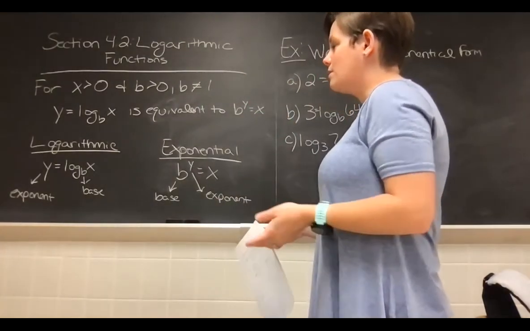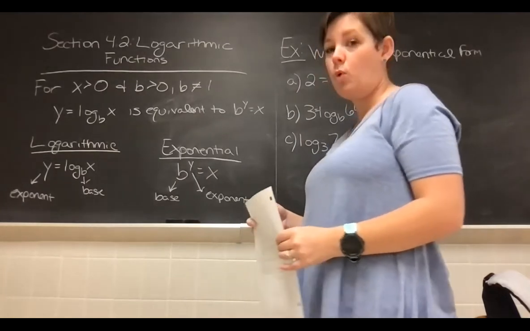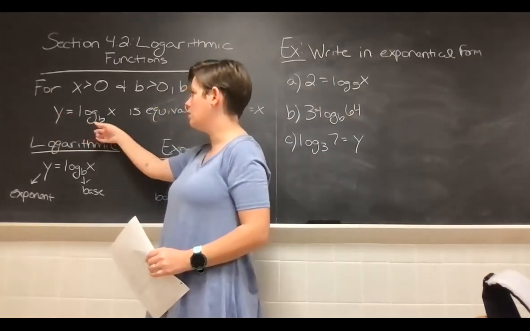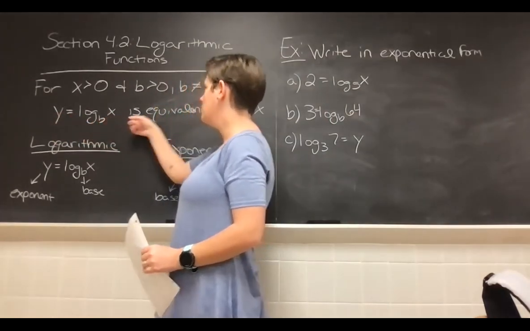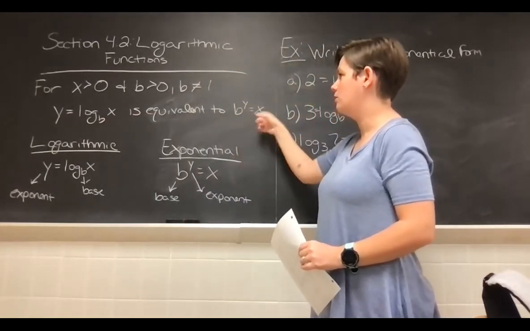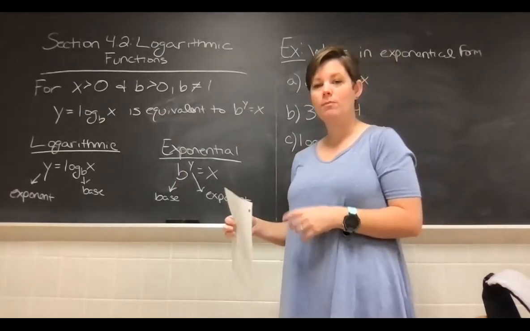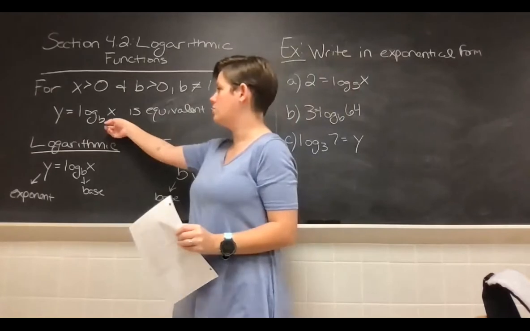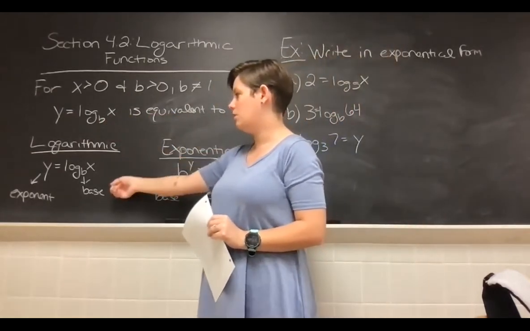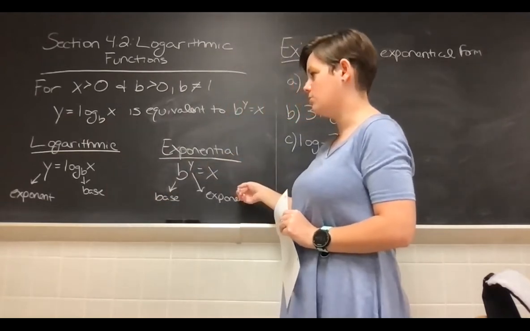Well, it says for x greater than 0, and b greater than 0, but where b is not equal to 1, then we know that y equals log base b of x is equivalent to b raised to the y power equals x. That means they're equal. If it's equivalent, they're equal. That means we can go from a logarithmic function into an exponential function. So here is the logarithmic function written out, and then here is the exponential function written out.